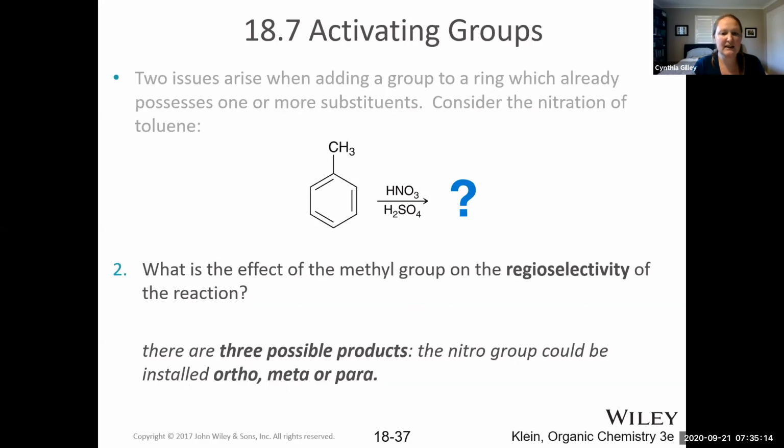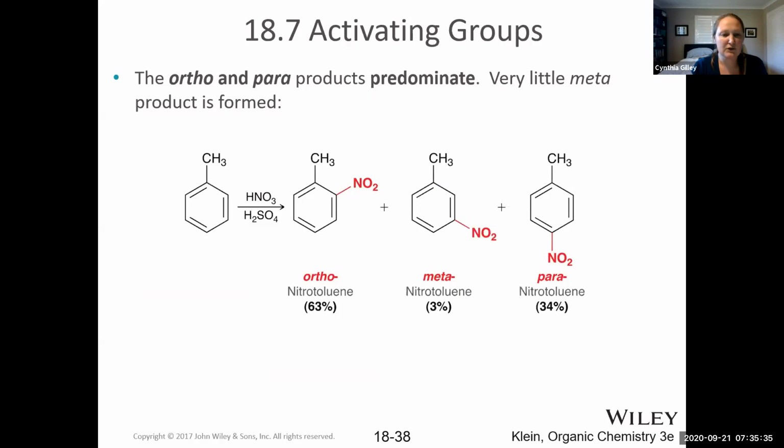The second thing to consider is the regioselectivity of the reaction. Where does the nitro group go, right? There's actually 3 different products where we introduce a nitro group at 3 different positions on the ring. The nitro group could go ortho, meta, or para. These are the products drawn out where the nitro group has been added ortho, meta, and para. And you can see the product distributions in bold on the bottom.